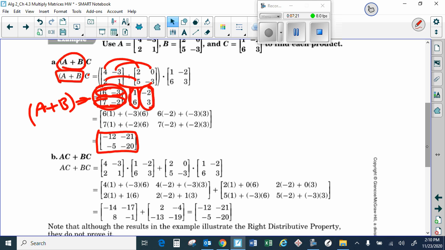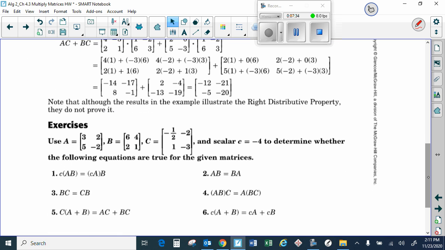Okay, here you're multiplying matrix A times C, get that answer. Multiply matrix B times C, get that answer, and then add them together afterwards. Okay. And it says, note that although the results in the example illustrate the right distributive property, they do not prove it. Okay, remember I take some number out front by the matrix, that's called scalar multiplication.